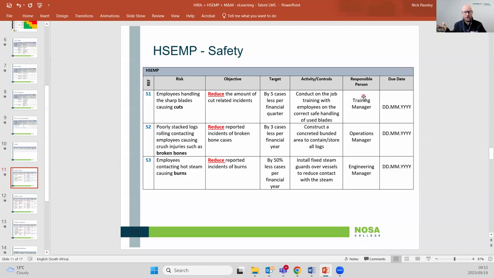Now, in industry, you could actually put your colleague's name. Whoever is your training manager, you could actually put their name on your management plan. But we don't use names in a SAMTRAK exam. We're going to just use generic job titles, like what you see there.